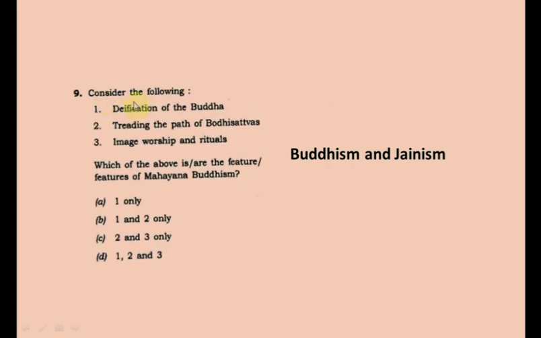And the second one is Buddhism and Jainism. There will be definitely one question from Buddhism or Jainism in every year's paper, and sometimes they ask both. So you have to give separate emphasis on Buddhism and Jainism. And this was last year's question. Consider the following: depiction of the Buddha, treading the path of bodhisattvas, image worship, and rituals. Which of the above are the features of Mahayana Buddhism? So you should know what Mahayana Buddhism is and what its features are in order to answer this question. You should be 100% sure in order to attempt this question, else let it go.